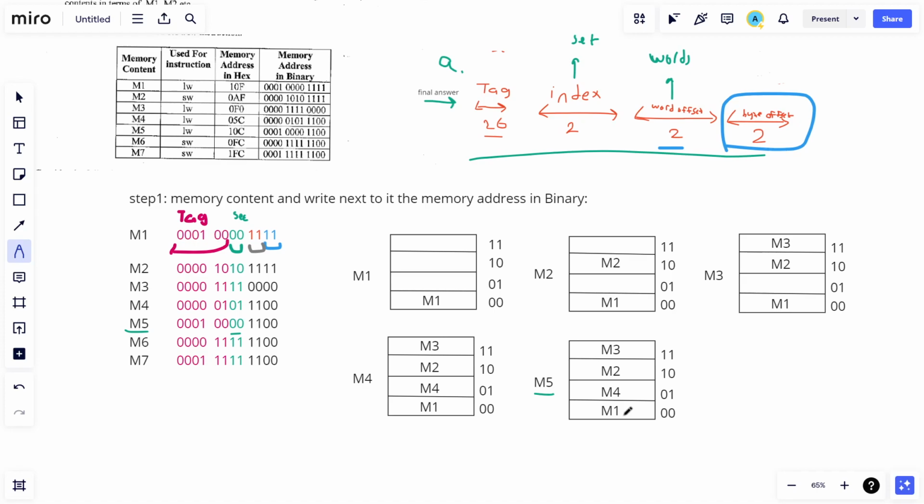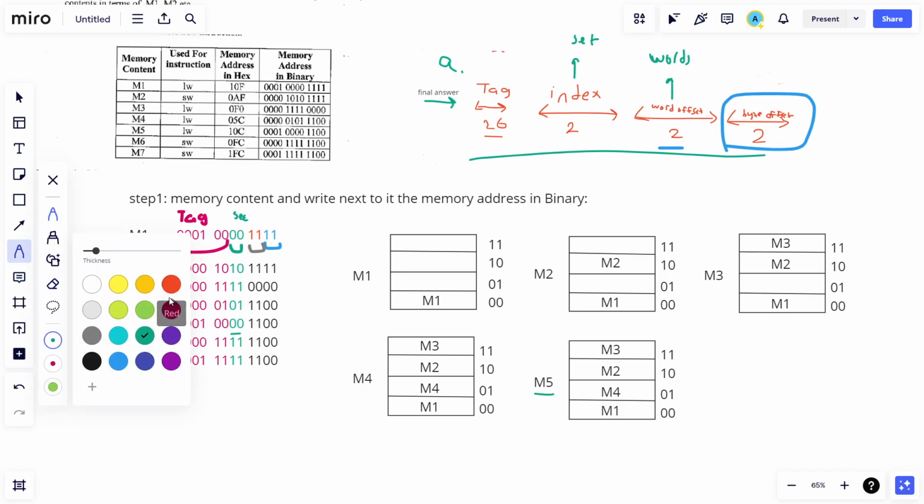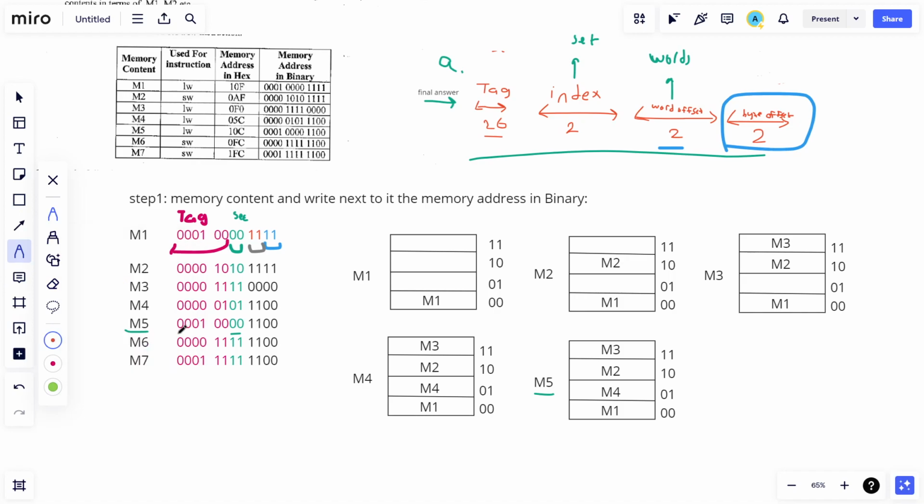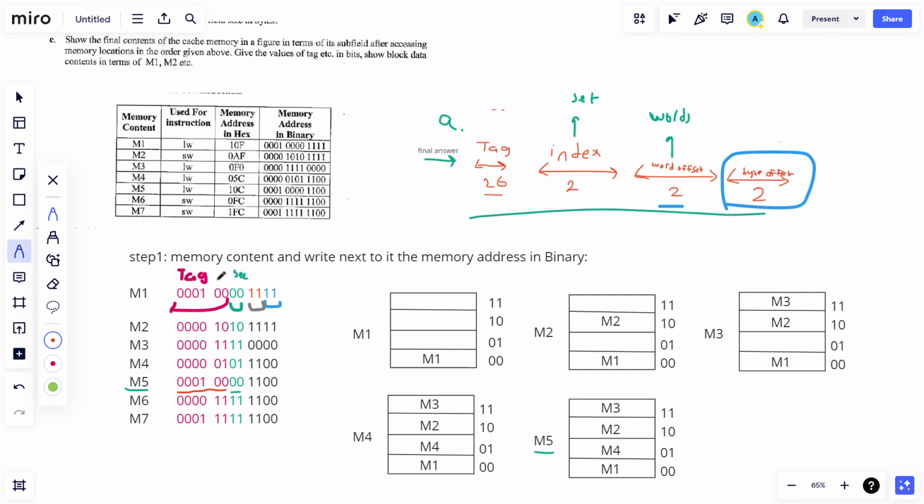Before we put anything in a set, we need to check its tag number. If the tag is the same, then we put it. If the tag is not the same, then a conflict miss will happen. I'm gonna explain conflict miss, compulsory miss, and capacity miss in part D, since we are in part C at the moment.